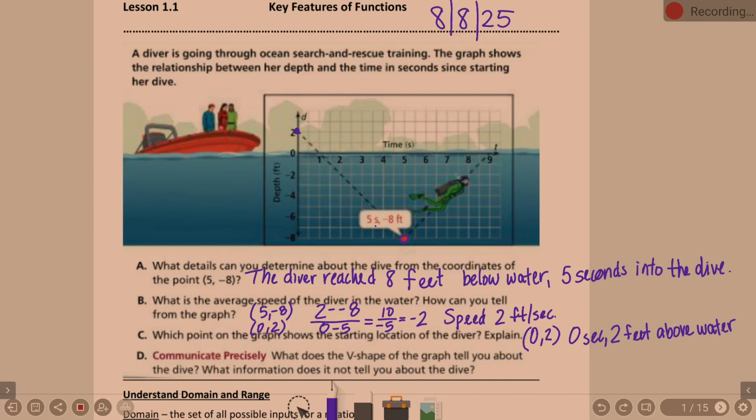And finally, D. And I will say, a lot of my answers, I have them written in between the lines. I just wrote really small. I just can't really do that up here on the BenQ. It just doesn't fit the same. D. What does the V shape of the graph tell you about the dive? What information does it not tell you about the dive? What's the V shape telling you?